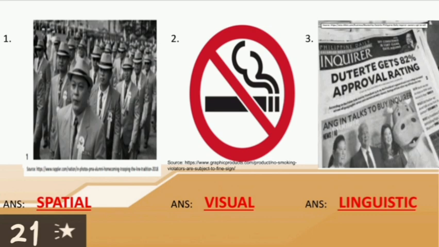Now, let us check if your answers are correct. For number 1, our answer is spatial. As you can see, men are in line, meaning they are in a ceremony or something. Second, it is visual. Why? Because the red circle there means stop, and we have a symbol of smoking, so it is no smoking. The third, linguistic, because it is a newspaper where language is being used critically.